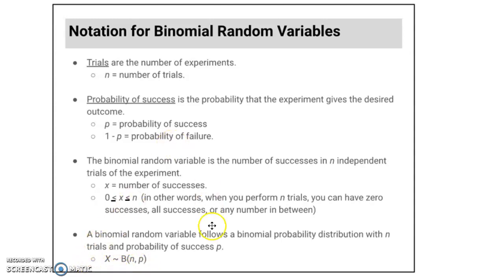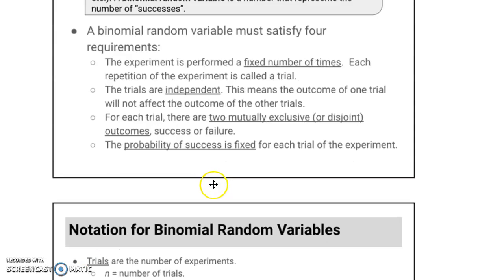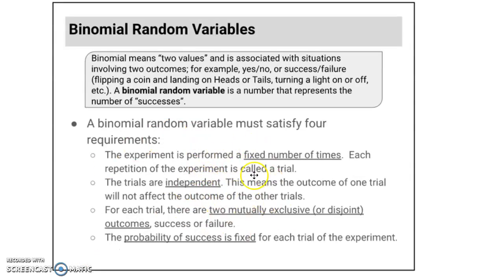I know that it might seem a little annoying to try to figure out whether a random variable satisfies these 4 requirements. However, there's a reason why we're doing this. If we can identify that a random variable is binomial, then we have a very easy formula that we can use to calculate its probability. If it's binomial, then we can use that probability formula. If it's not binomial, we can't.